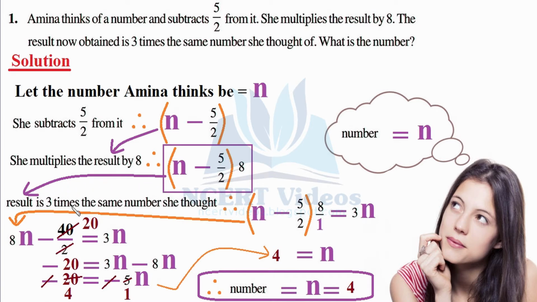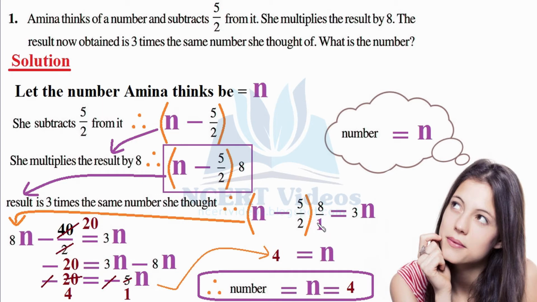Now the result is 3 times the same number she thought of. This statement is saying the same thing. Therefore, in terms of mathematics, it simply means whatever the latest result is, so we wrote the same: n minus 5/2 into 8/1. It is understood that nothing written in the denominator simply means we have denominator as 1.